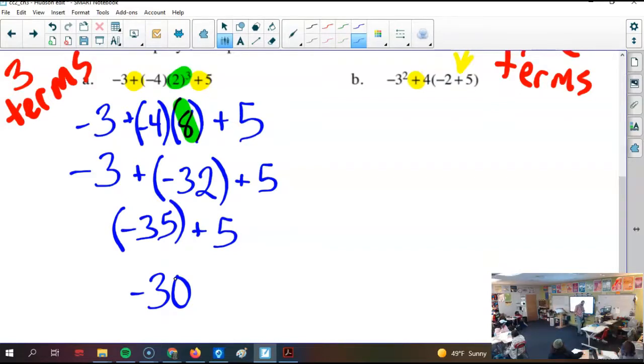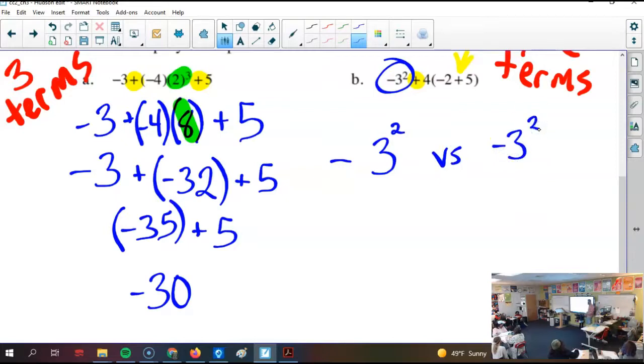Here's the tricky part. This can have 2 different answers. Look up here. Unless you're working with Miss Martin. This can have 2 different answers. -3 squared versus (-3) squared. What were we messing with yesterday that was changing how many answers we could have? Parentheses.